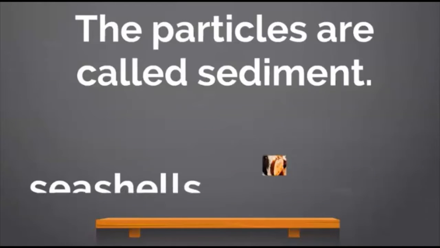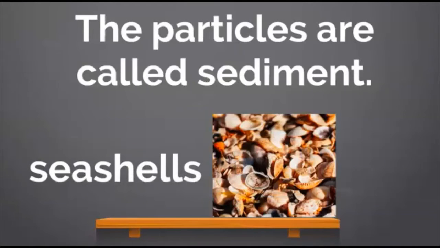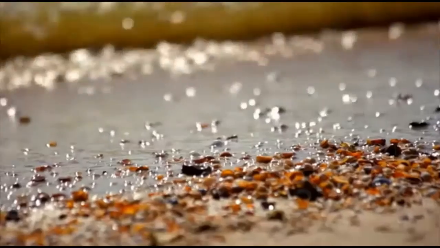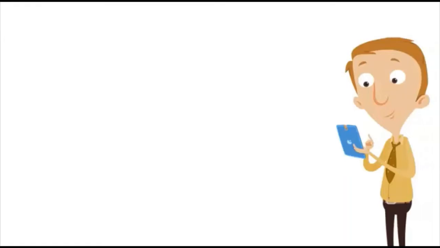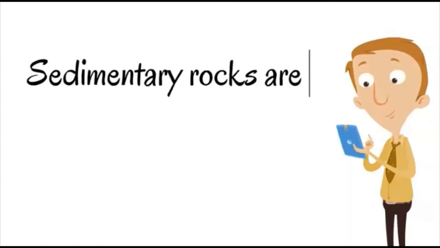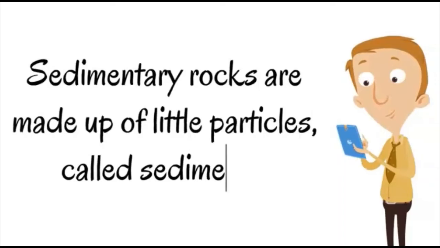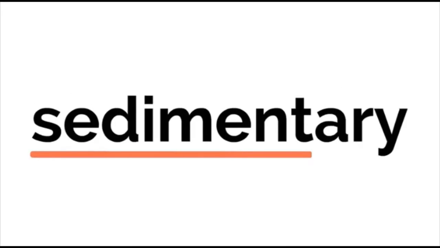It's kind of cool. Seashells are an example of sediment as well. So there are lots of different types of sediment, but they're particles. They could come from non-living things like sand, or they could come from living things like seashells. Sedimentary rocks are made up of little particles called sediments. And you can even tell that from the name, sedimentary. Sediment is in the name. So if you forget, just look at the name.